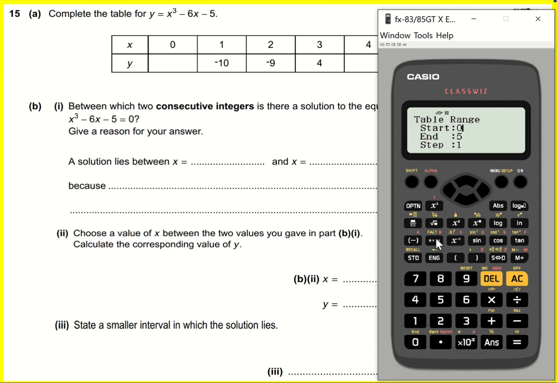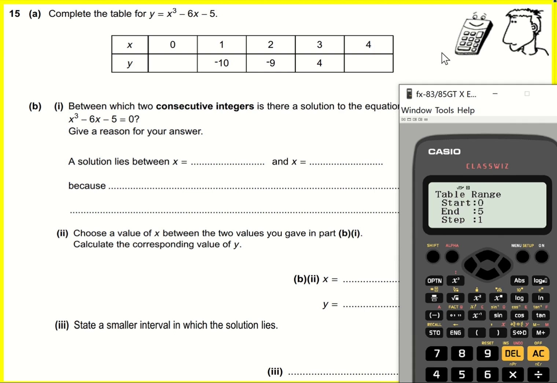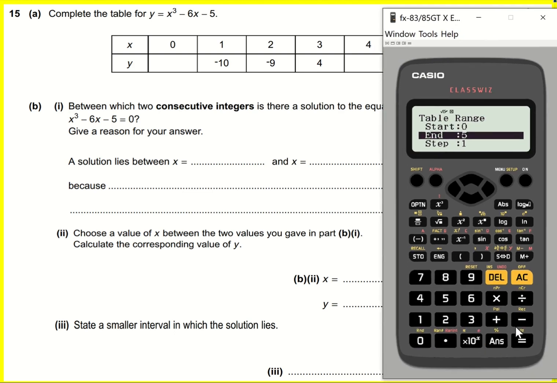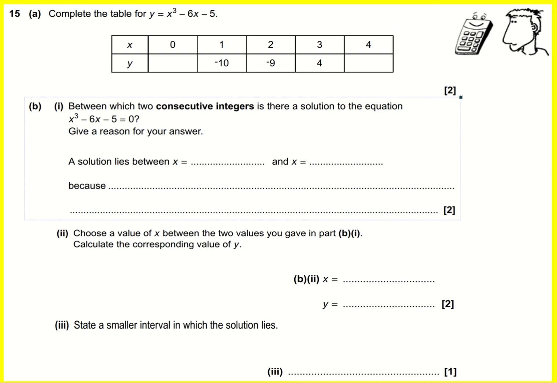My start is going to be 0, and my end is going to be 4. Sorry, I went off this page, but I just pressed equals to go down, then 4, and I want to go up by 1 every time. There we go. So I can see I get my minus 5, my minus 10, my minus 9, and my minus 4, and then at the end I've got 35. So no need to show any other working, that's absolutely fine.